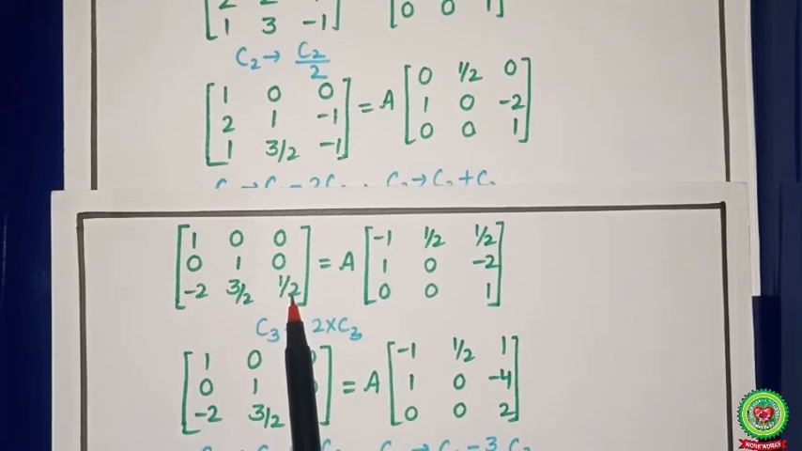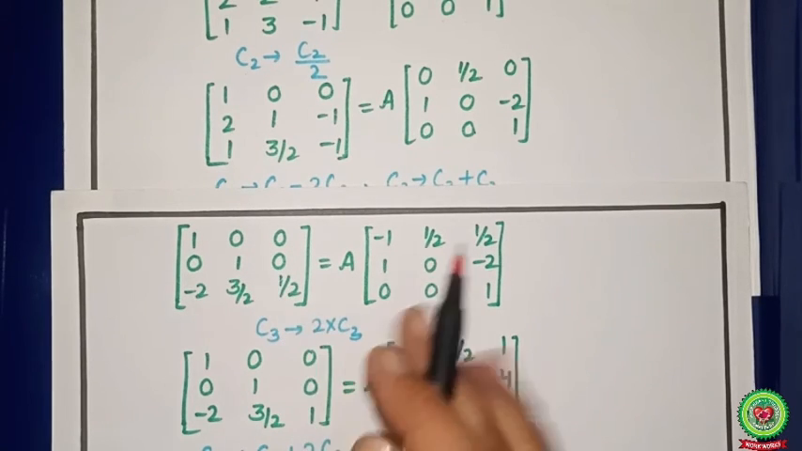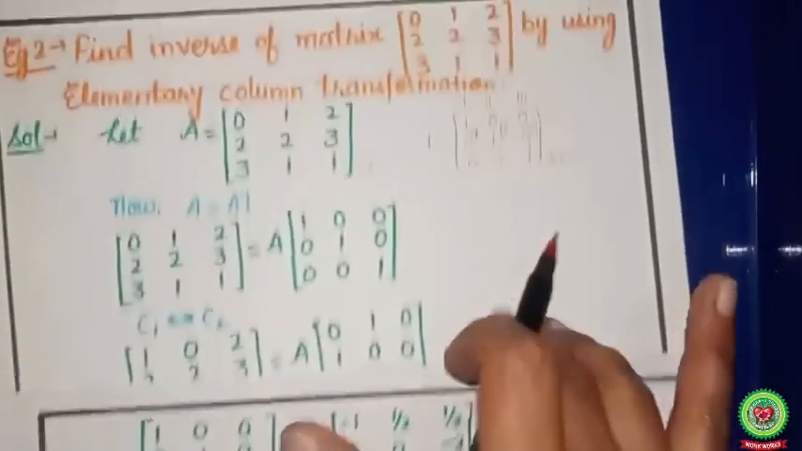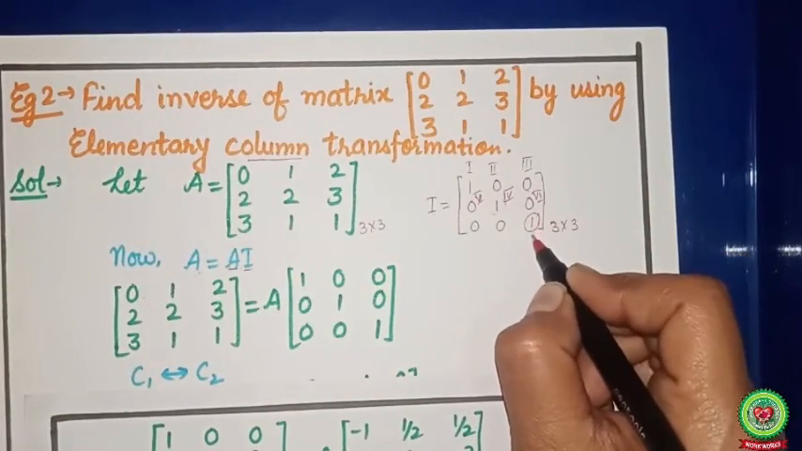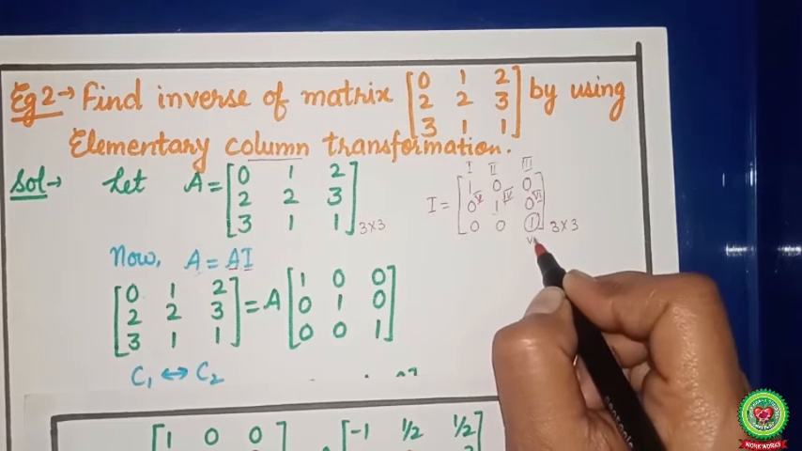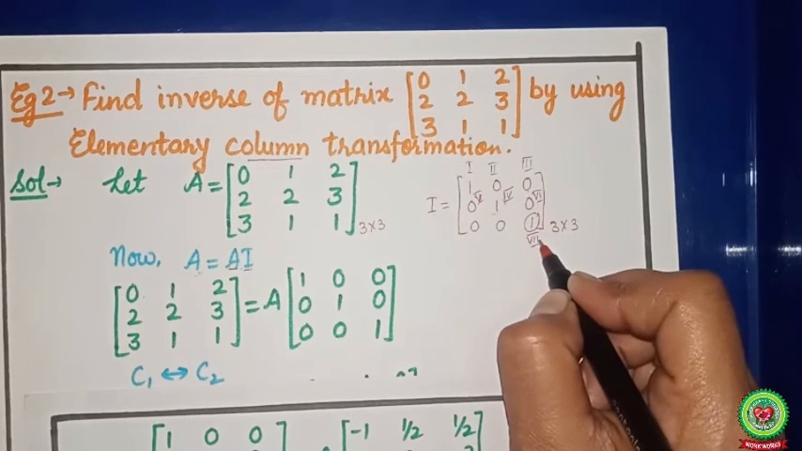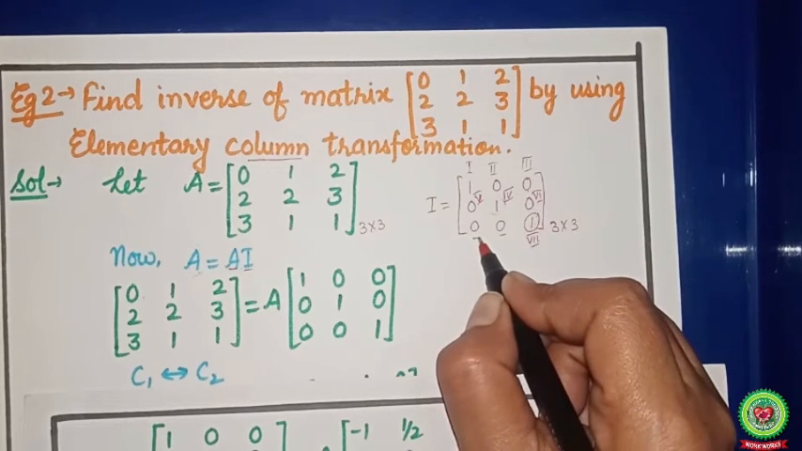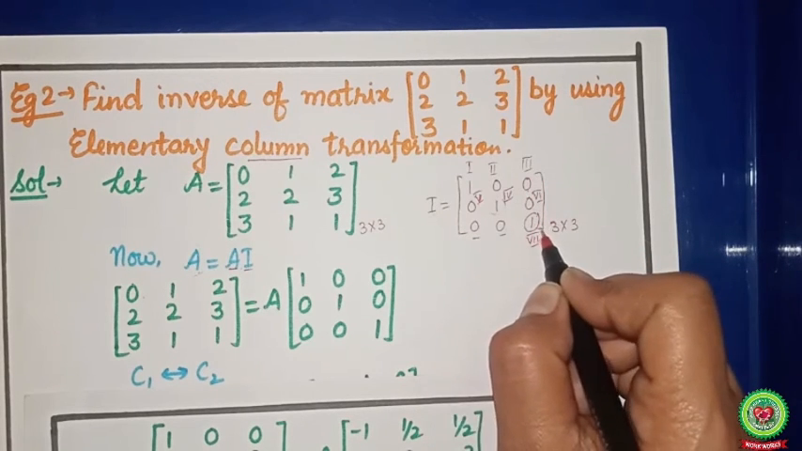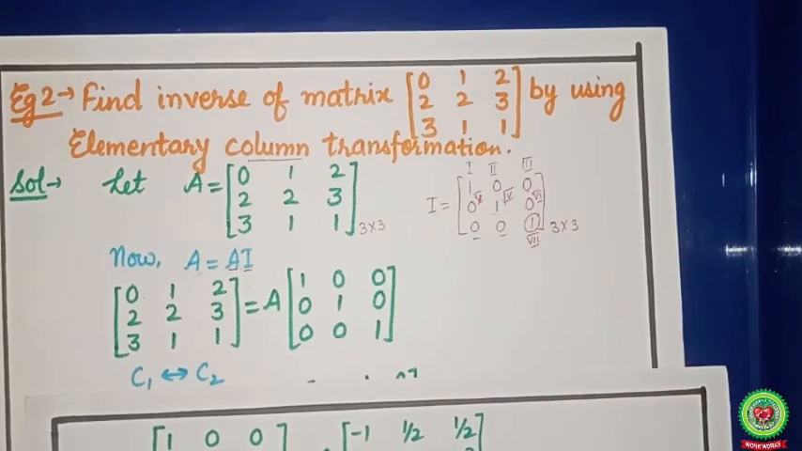Now we will work for the third row. In the third row, we have to work for the last element. Firstly, we will make it 1. So it is the 7th number. We have to work for it. Then using column 3, we will make these two zeros. So let's start for the last element first.